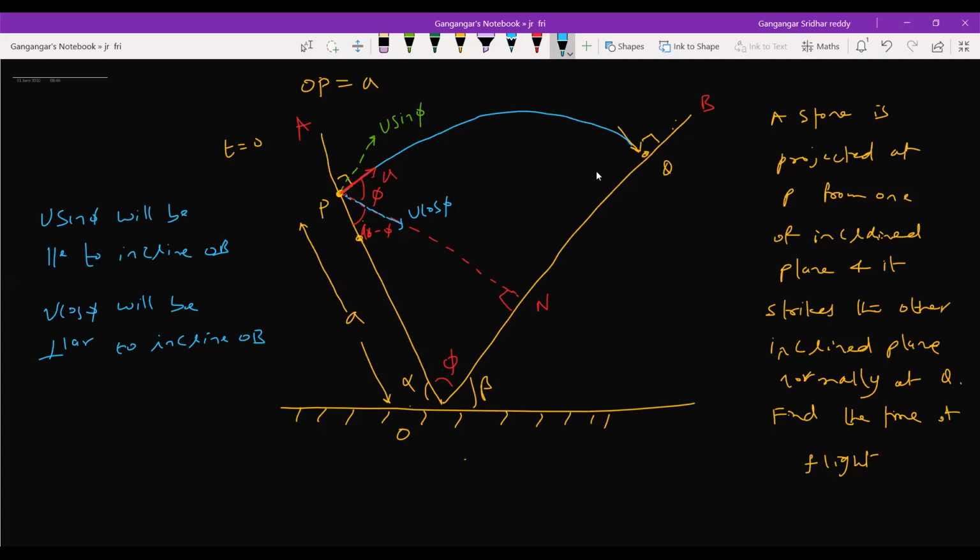Now you're going to resolve this g. So resolve g now. This will be how much? g sine beta. This will be g cos beta. Along the incline, g sine beta, and perpendicular, g cos beta. Write the equation now. First, perpendicular to incline OB, and I'm proceeding with this.